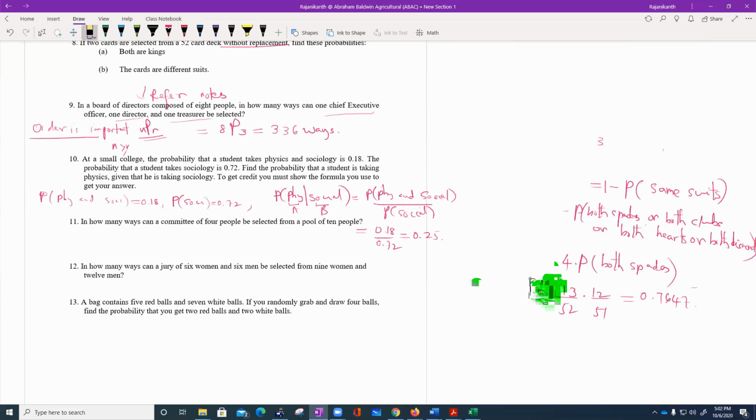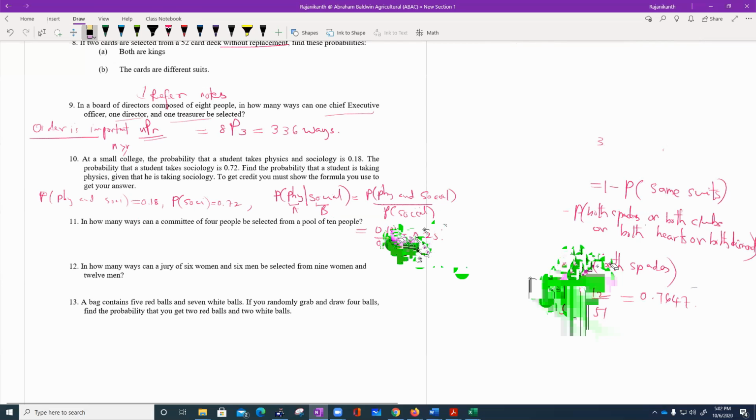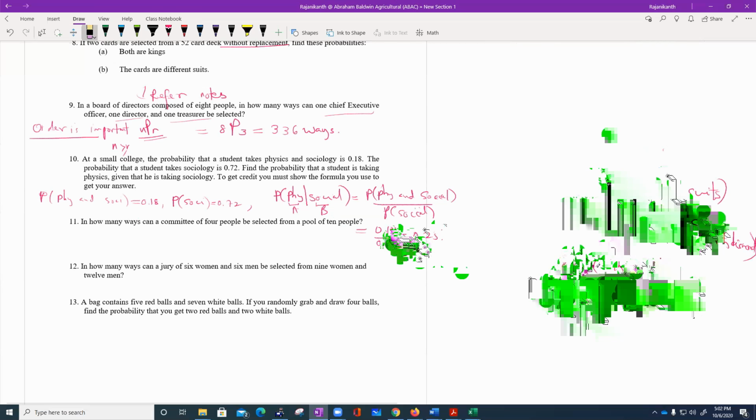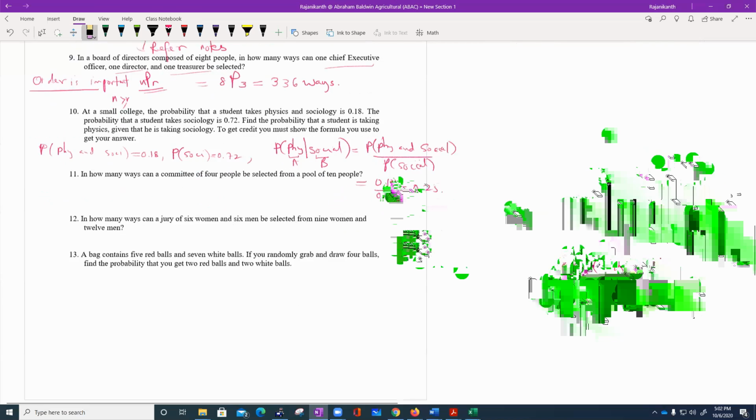If you make a mistake and flip this fraction wrongly, you will get an answer bigger than 1. Remember I told you at the beginning, a probability answer cannot exceed 1. That way you can check whether you have put the numbers in the correct place. So use the conditional probability formula whenever you see "given" some events. Okay, that is number 10.